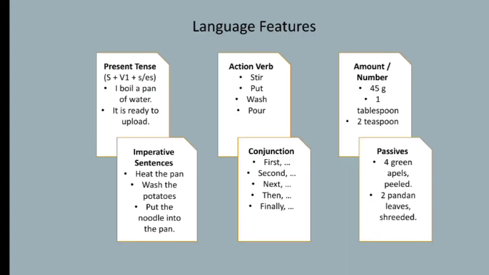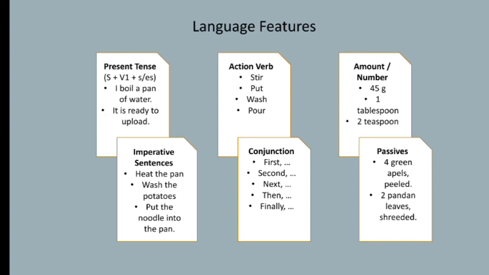Okay, and now we have the linguistic features. There are 6 kinds of linguistic features. What is a linguistic feature? Linguistic feature is a kind of sentence structure or special word used in procedure text. And the first one, we have the present tense. Present tense is a subject plus verb 1 plus verb s or es. The example is, I boil a pan of water and it is ready to upload.